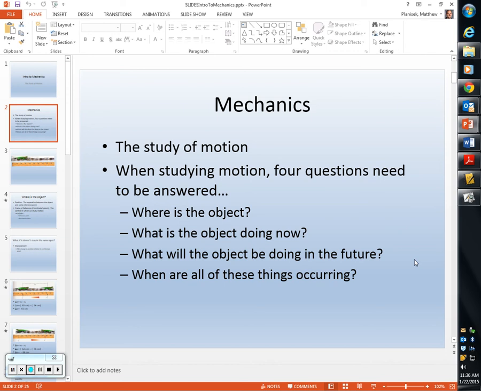Up on the board, the 4 questions dealing with mechanics. Have we covered these enough now? Are we good with these? Okay. So, where is the object? We call that position. What's it doing now? Velocity or speed, depending on how much information we need. What will the object be doing in the future?